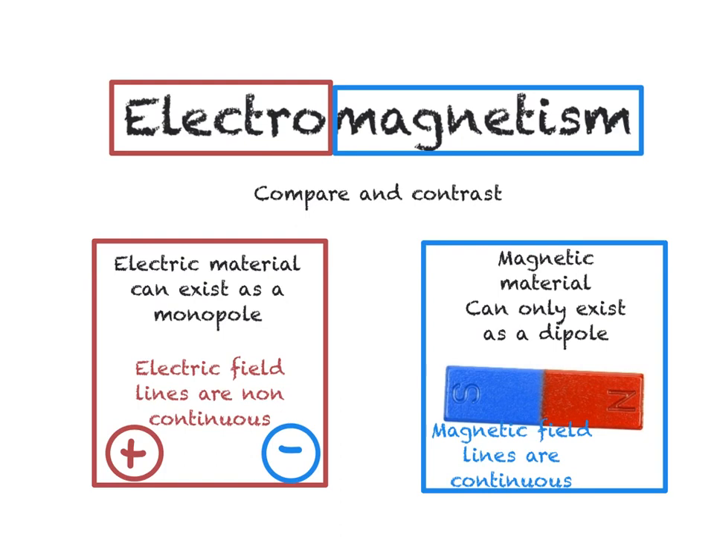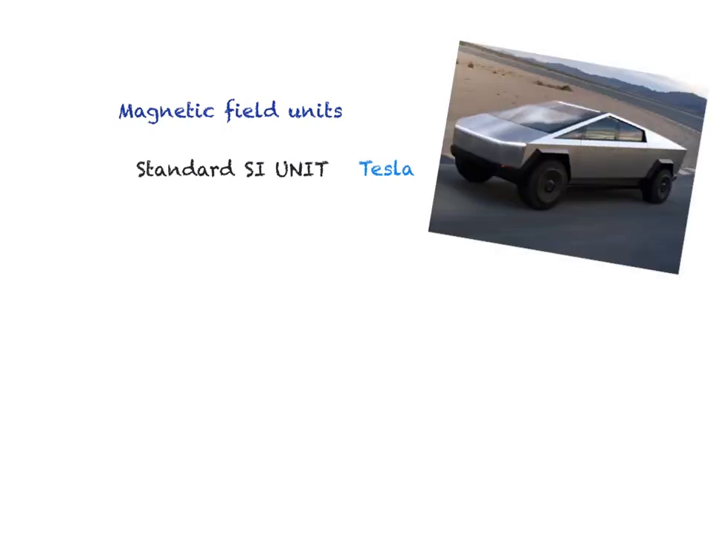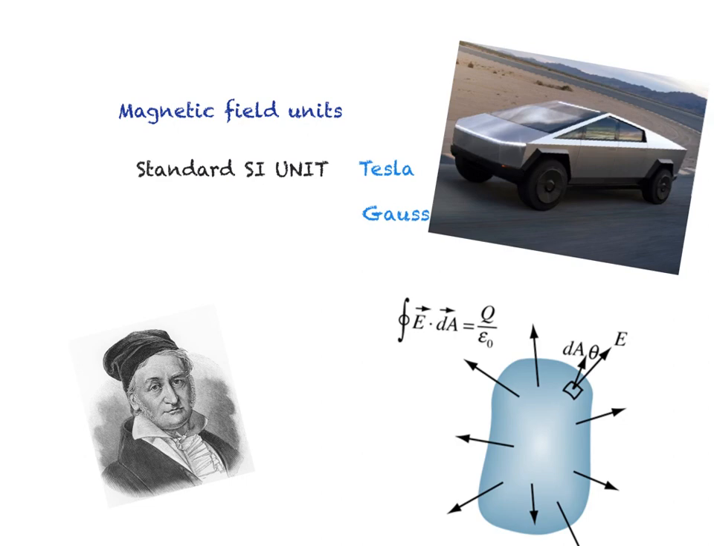Now, before we wrap up this first video on magnetism, let's quickly talk about the magnetic field units. The standard SI unit for the magnetic field is the Tesla. Yep, the same as the car company. Now, a smaller magnetic field unit also exists and is called the Gauss. Yep, the same as Gauss's law. Now, 1 Tesla is equal to 10,000 Gauss.